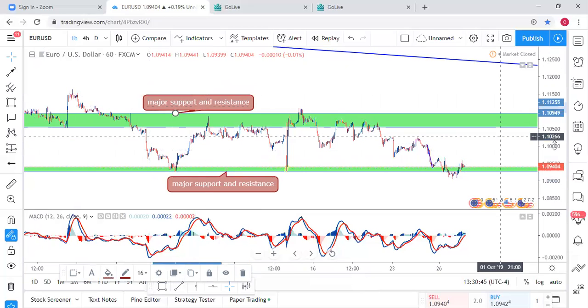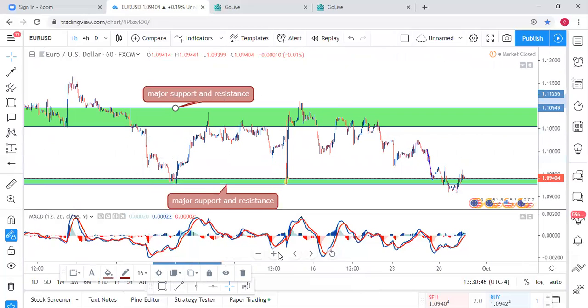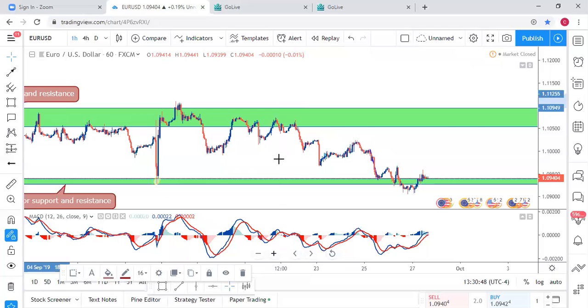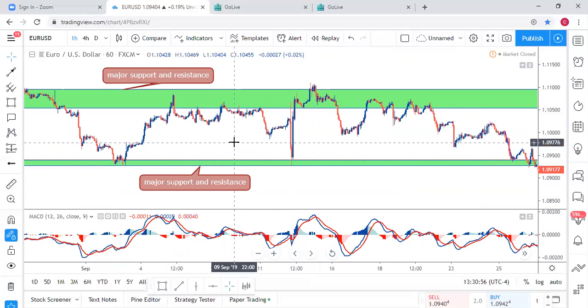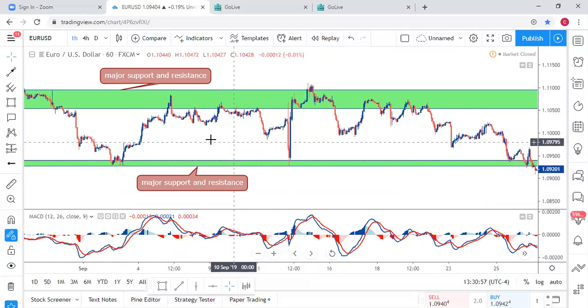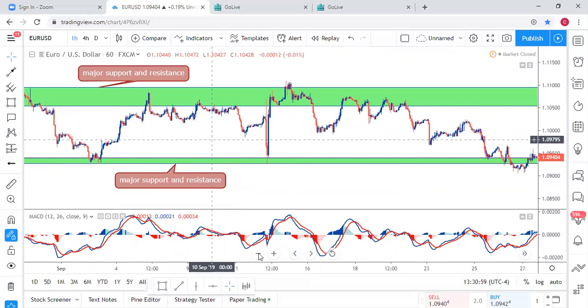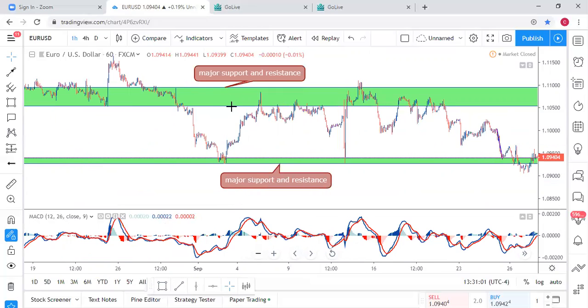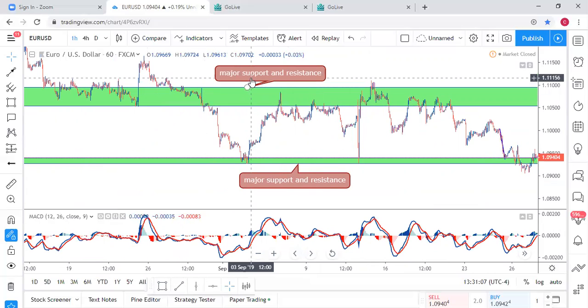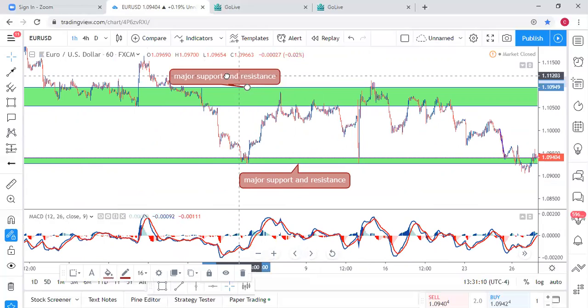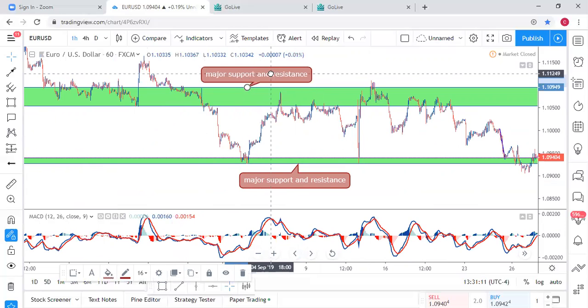So let me do a little clear scoping. Basically I'm showing you how to get some entries in your market coming off of support and resistance, and how to also identify patterns. We're going to start with this area, because up here in this general area would have been the major support and resistance.